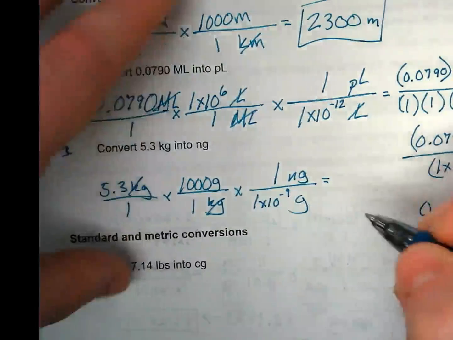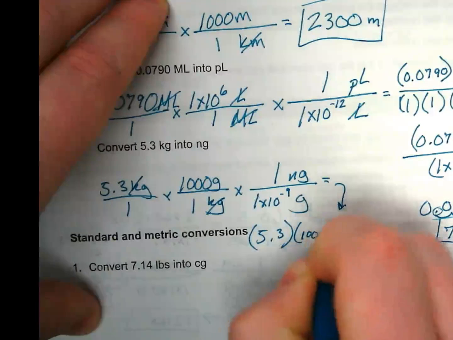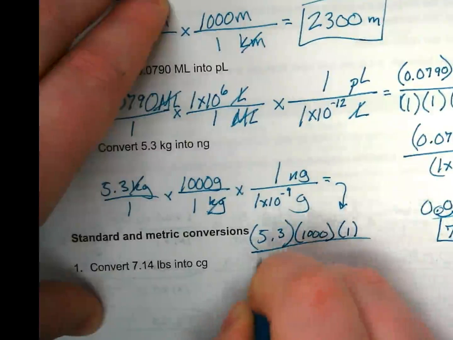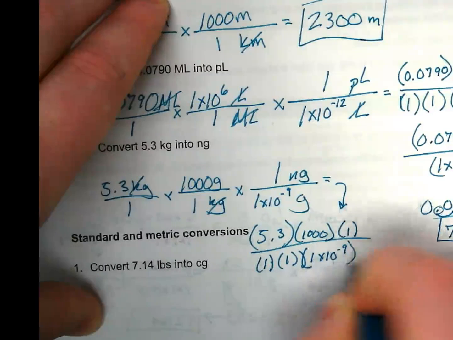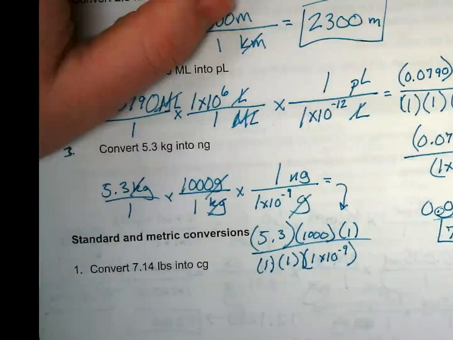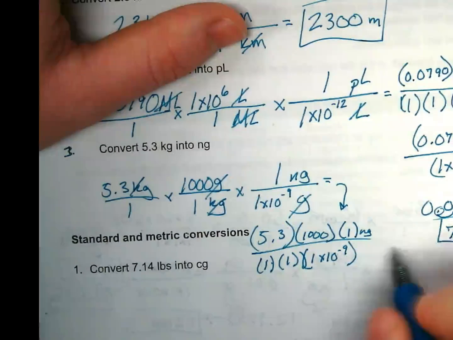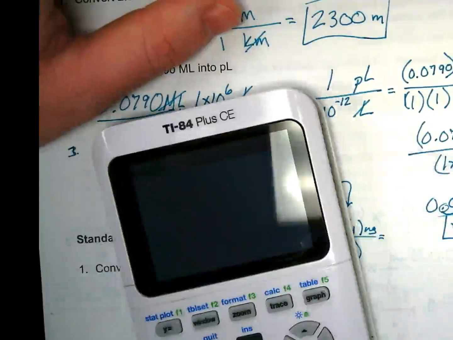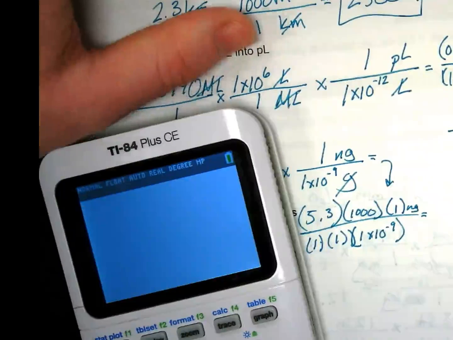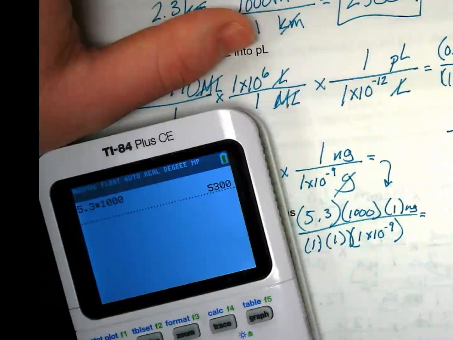Okay, so then what that's going to translate into is 5.3 times 1,000 times 1 on top, and then 1 times 1 times 1 times 10 to the negative 9th. Oh, but those cancel out too. So what that ends up being is 5.3 times 1,000, which is 5,300, divided by just the 1 times 10 to the negative 9th.